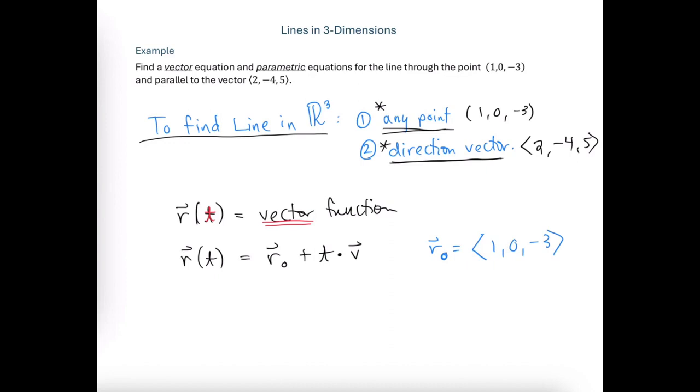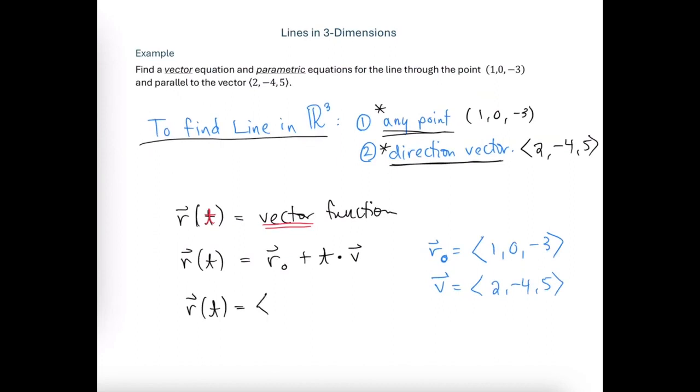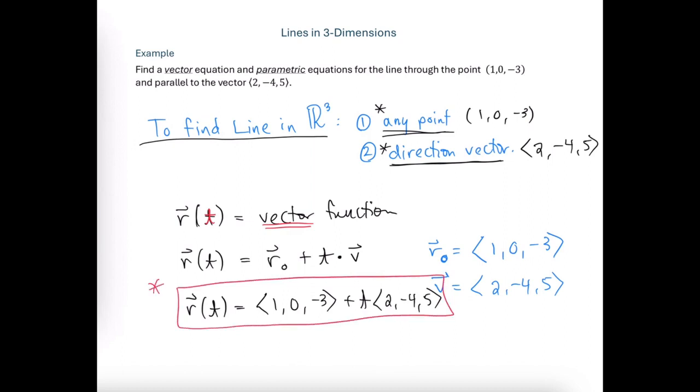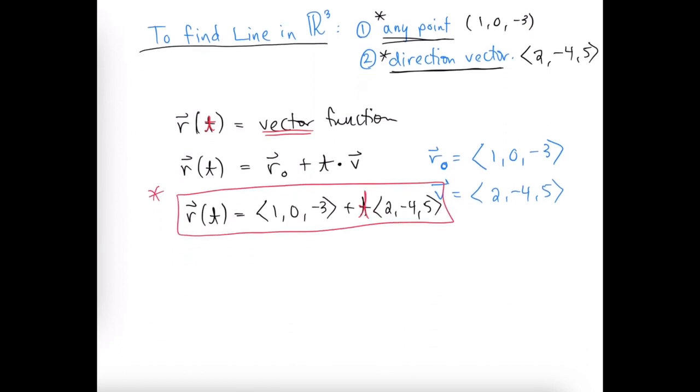So we've turned that point into a vector, and then of course we have our direction vector given to be 2, -4, 5. So we take these two vectors and use them to create our vector function. So we have 1, 0, -3 plus a scalar multiple of our direction vector, which is 2, -4, 5. And essentially, this can be our final answer, right? We have a vector function now that has an independent variable that is this parameter t, and is going to be the sum of these two vectors.